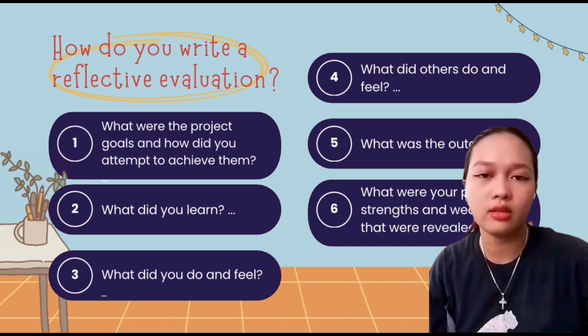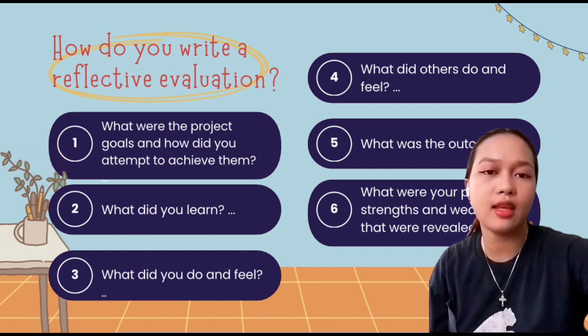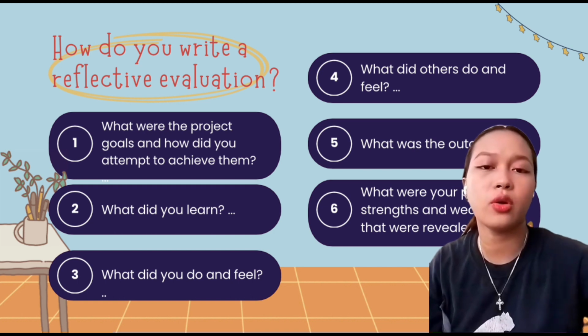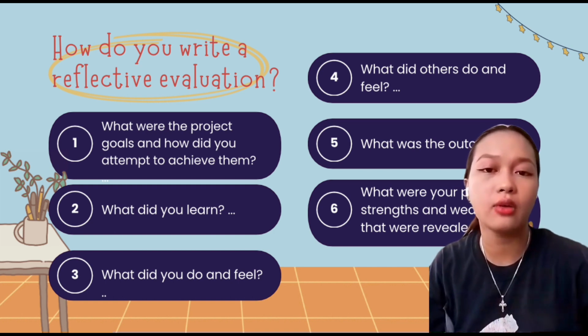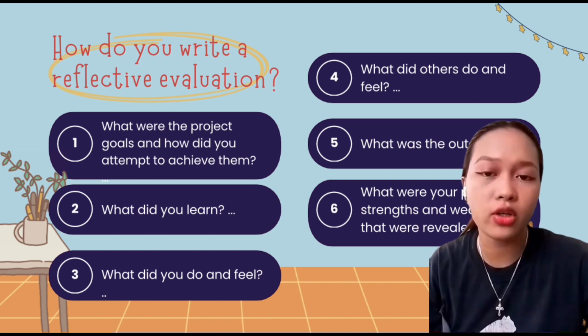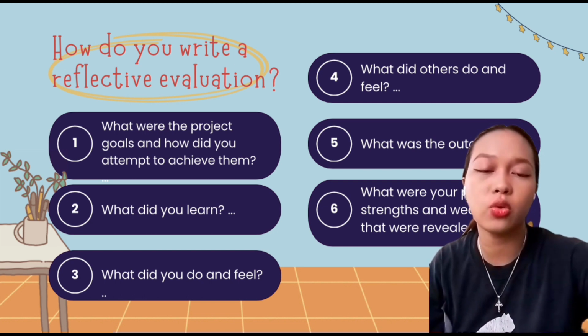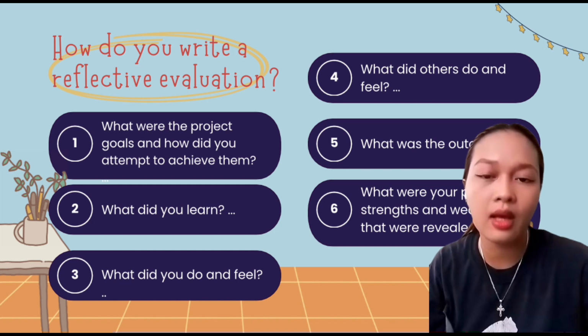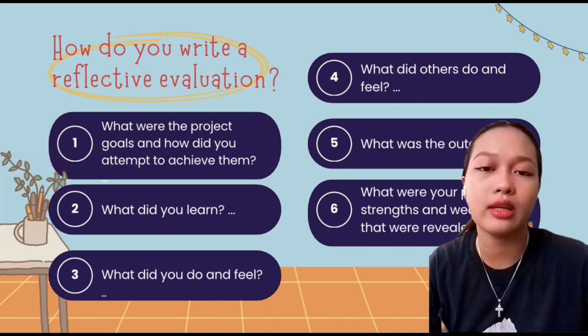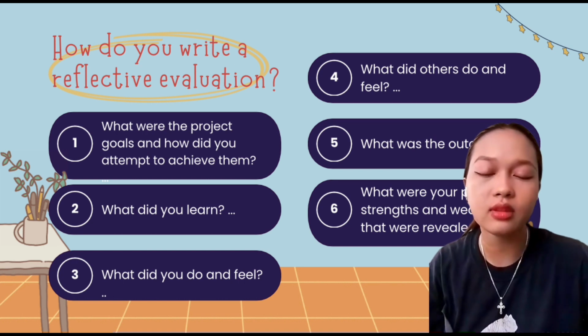So, first, in writing a reflective evaluation, you will be asked: what were the project goals and how did you attempt to achieve them? Second, what did you learn? Third, what did you do and feel? Fourth, what did others do and feel? Fifth, what was the outcome? And sixth, what were your personal strengths and weaknesses that were revealed?